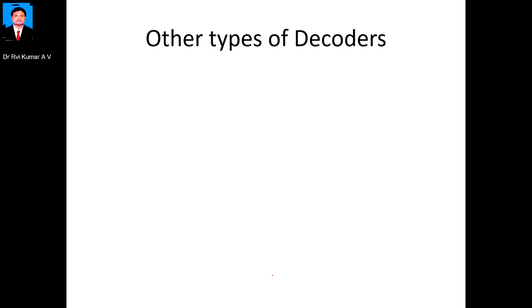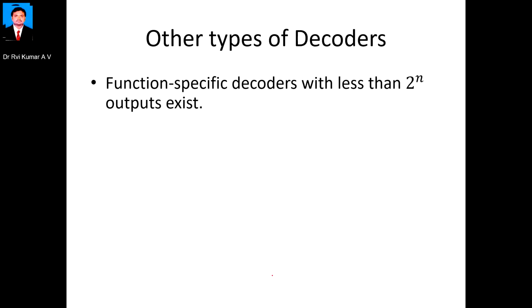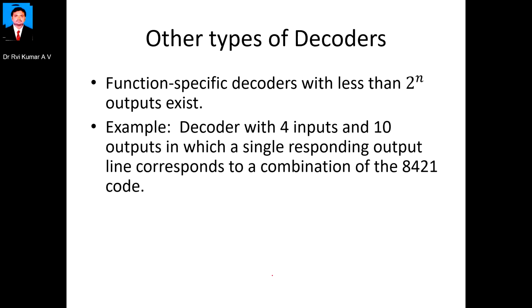We'll see the other types of decoder. Function specific decoders with less than 2 power n outputs exist. For example, a decoder with 4 inputs and 10 outputs, in which a single responding output line corresponds to a combination of 8421 code. This we also call a binary coded decimal decoder, also called a BCD decoder.